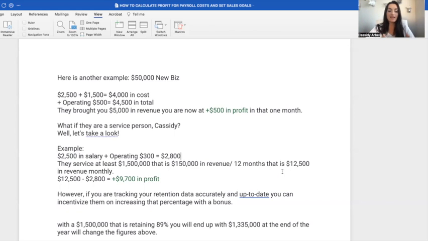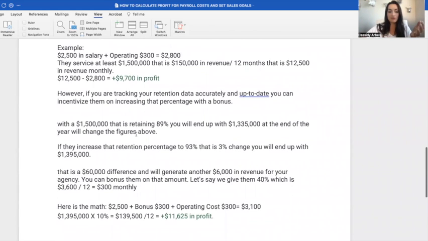So, for example, let's say that with a $1.5 million book that is retaining 89% of business, you will end up having $1,335,000 in book of business premium at the end of the year. And that's going to change the figures above here in this example as far as how much profit you're going to make. So if they increase that retention percentage to 93%, which is a 4% change, you're actually going to end up, instead of 1.335 at the end of the year, with 1.395, which is a $60,000 difference, and it's going to generate another $6,000 in revenue for your agency.